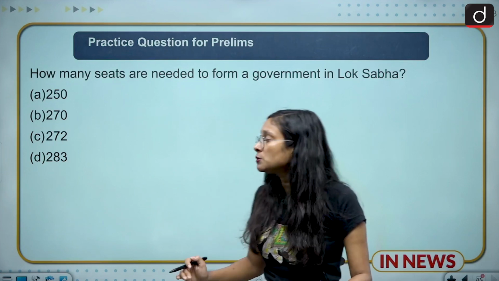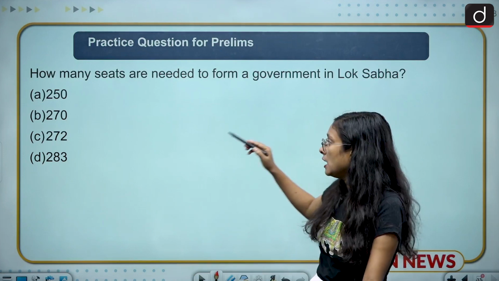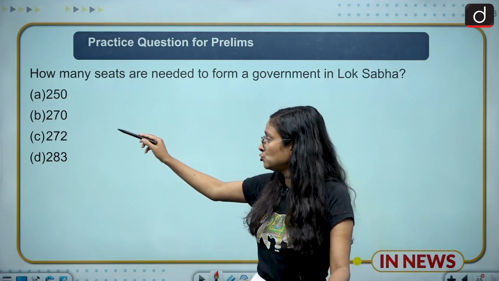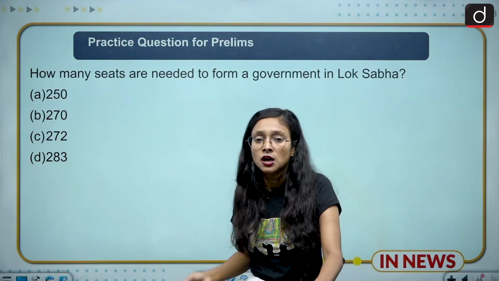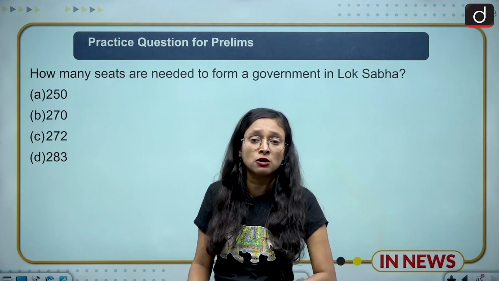Now coming to the question part: how many seats are needed to form a government in Lok Sabha? Your options are 250, 270, 272, 283. You have to answer this in the comment section. This is a very easy one. I think you'll be able to answer this.